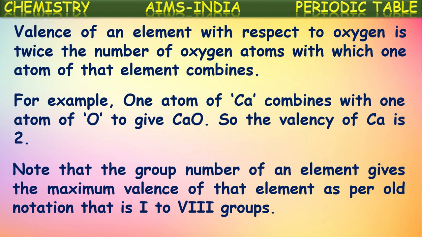The group number of an element gives the maximum valency of that element as per old notation, that is Roman numerals, groups 1 to 8. Generally, for elements of groups 1 to 4, the group number is directly considered as the maximum valency. If we say first group elements, 1A group elements, their group number is 1, so their valency is considered as 1. If we see third group elements, their group number is 3, so their valency is considered as 3. For the higher groups, more than the fourth group, that is the fifth, sixth, seventh groups, it is considered another way, which we are going to see here.